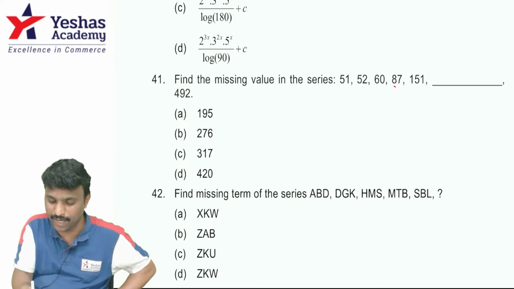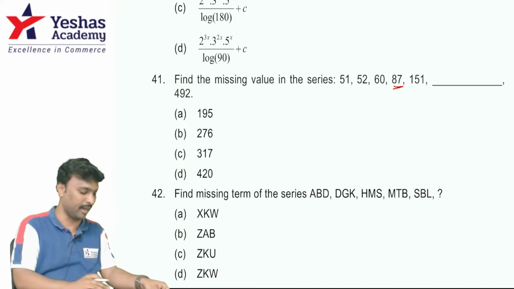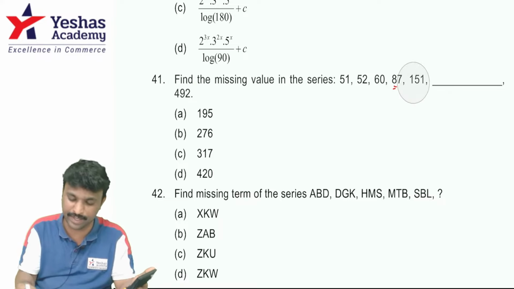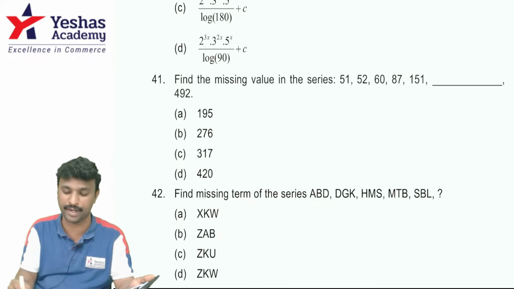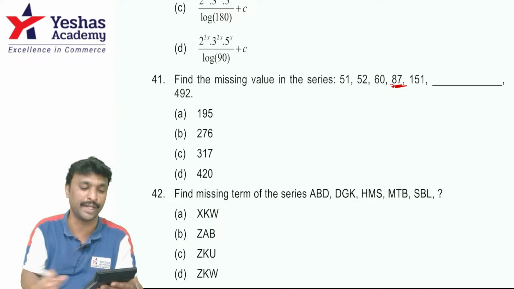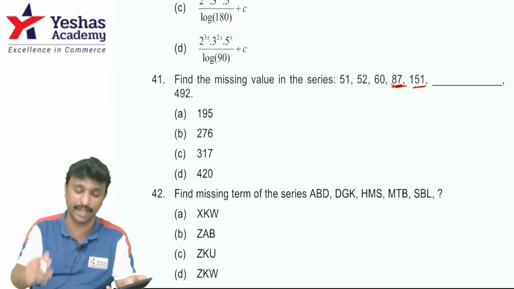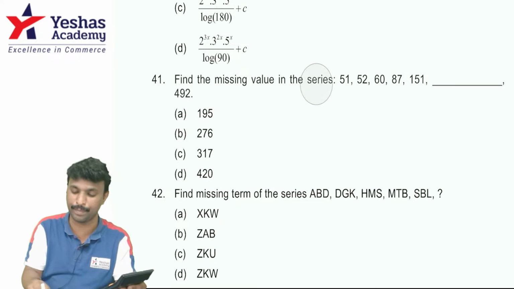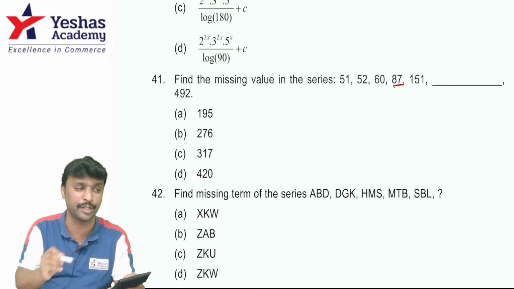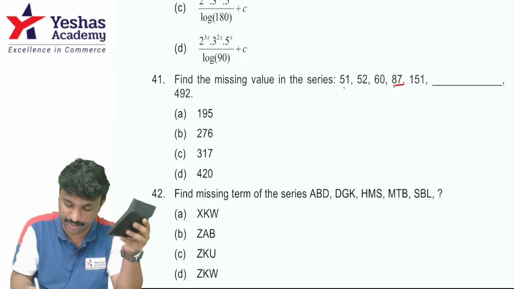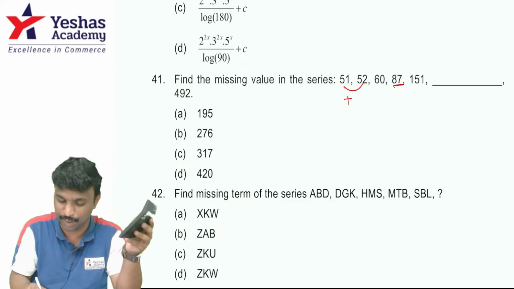Guys, I told you the trick to solve the questions on number series. All that you have to do to check whether it is an addition pattern or a multiplication pattern is feed the last but one number in the calculator. 87 into 2 is 174. That is more than the last number. If the product of the last but one number into 2 is more than the last number, definitely it is an addition pattern. So check what is the number to be added.